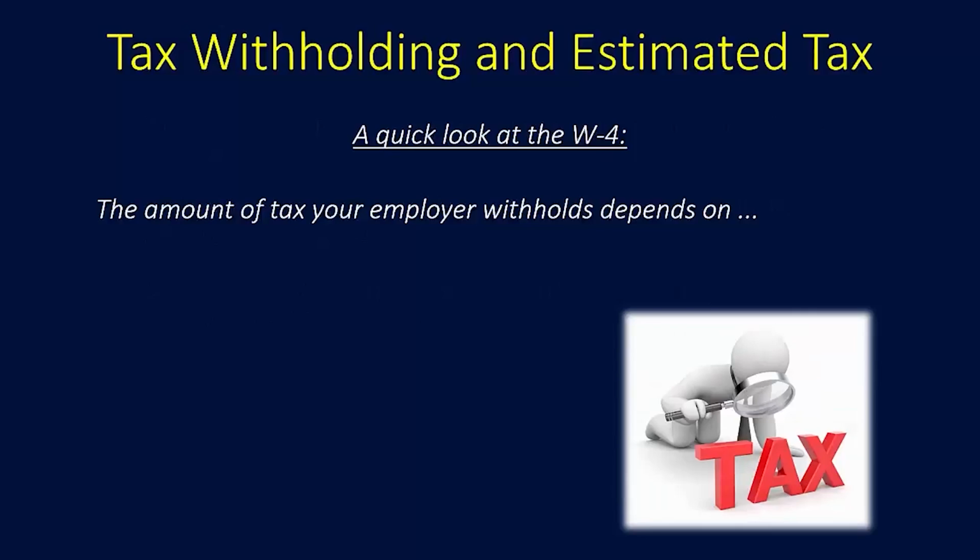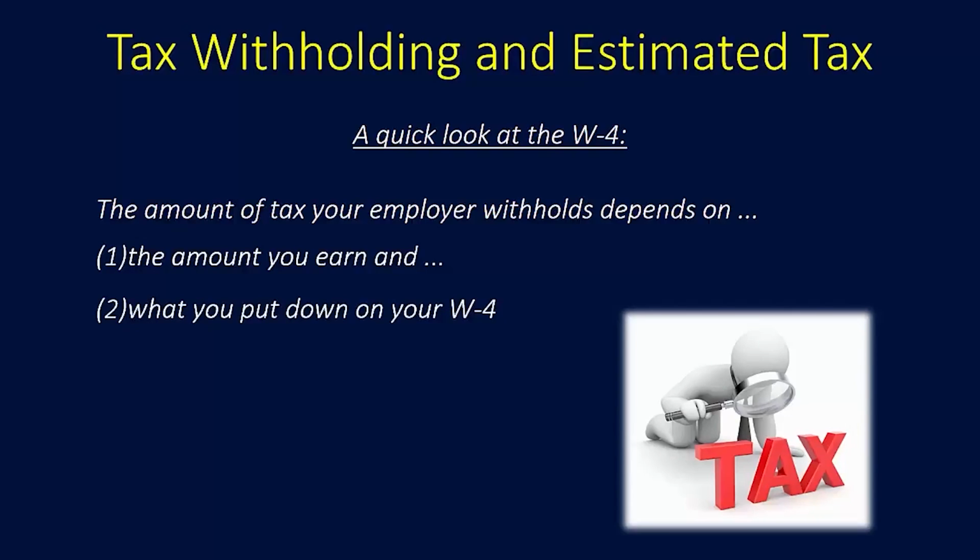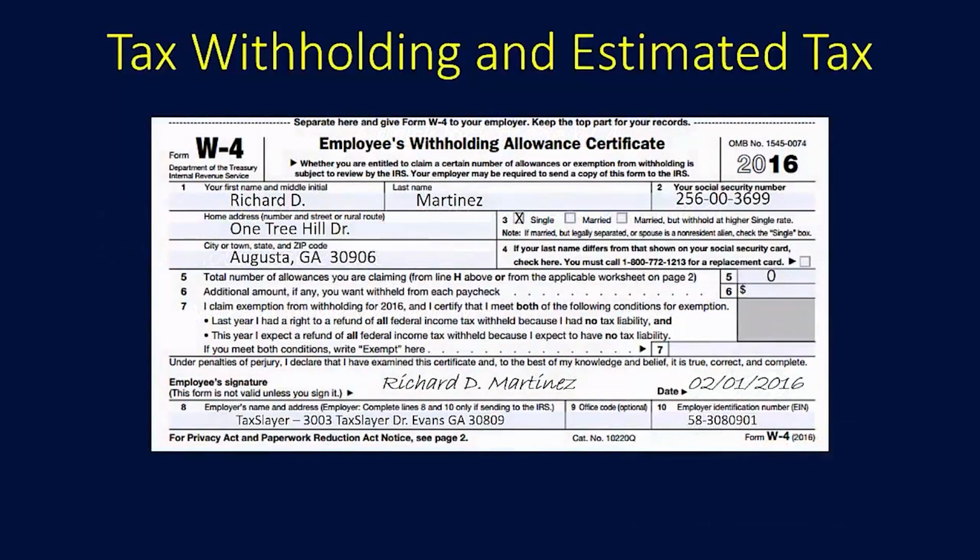Let's take a quick look at the W-4 form. The amount of tax that your employer withholds depends on the amount you earn and what you put down on your W-4. Here's an example W-4, filled out, Richard D. Martinez. His total number of allowances are 0. So there's going to be more withholding per paycheck. In other words, he will take less money home, but he will recoup that in a refund at the end of the year.